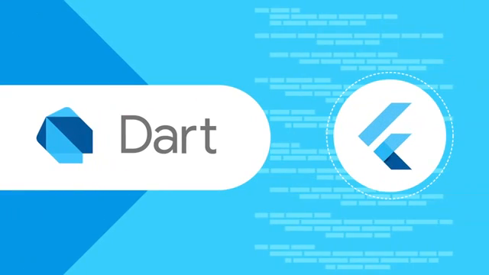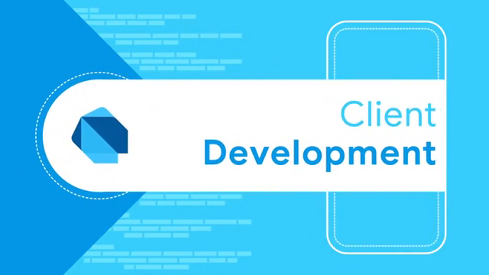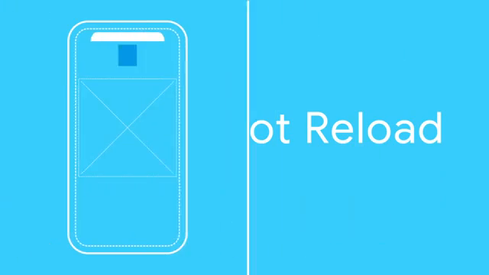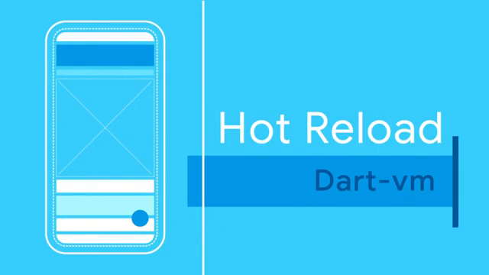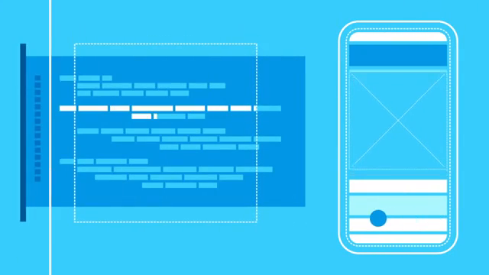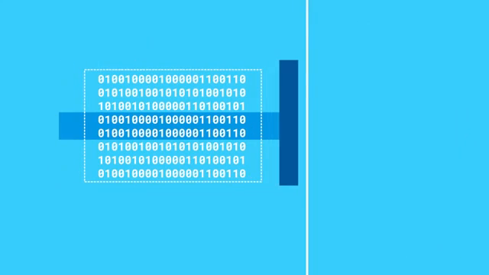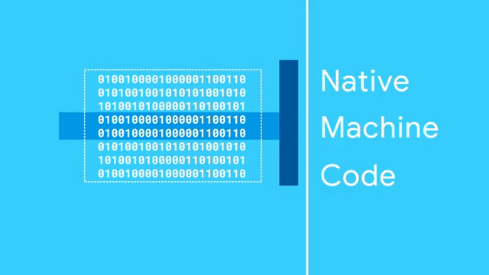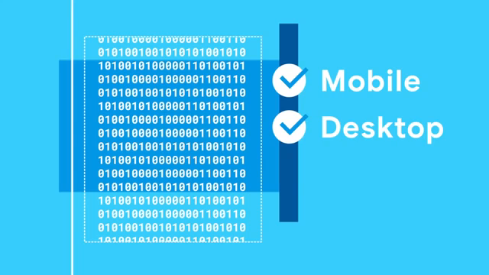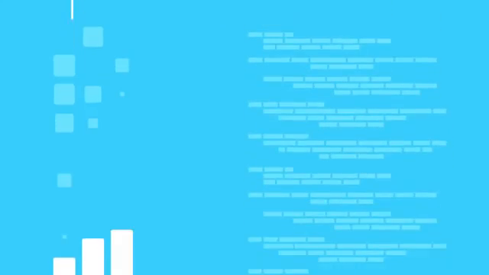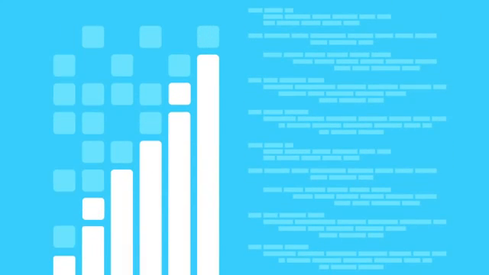Dart is the programming language for Flutter because it is optimized for client development. With Hot Reload, powered by the Dart VM, developers can iteratively make changes and instantly see results in their app. Also, Dart compiles to native machine code for mobile and desktop, as well as JavaScript for the web. We've continued to invest in ways to make Dart a great language for Flutter development.